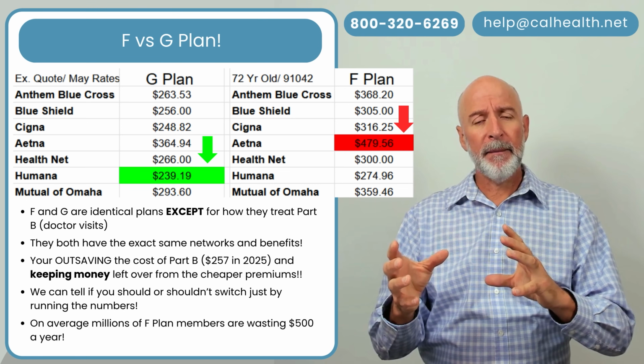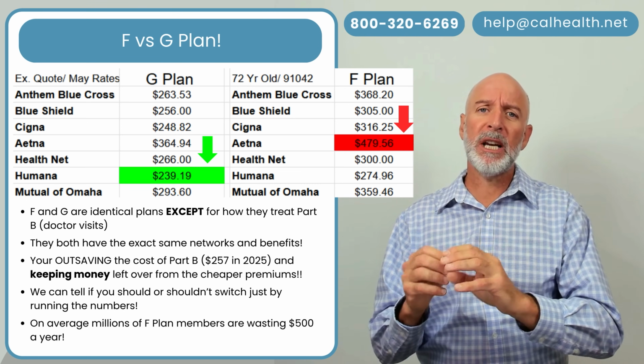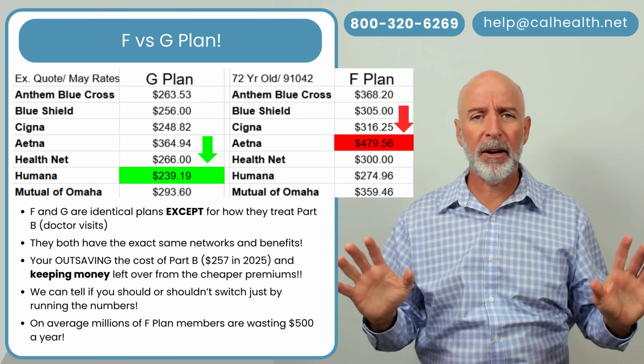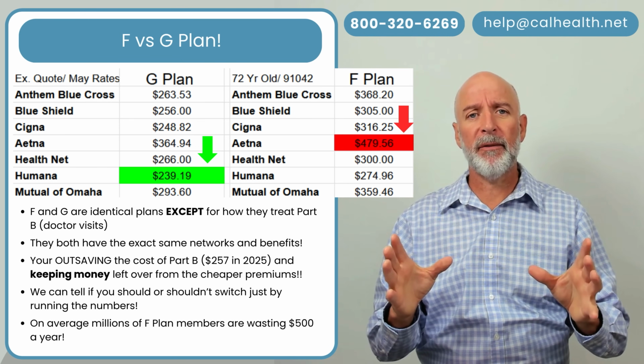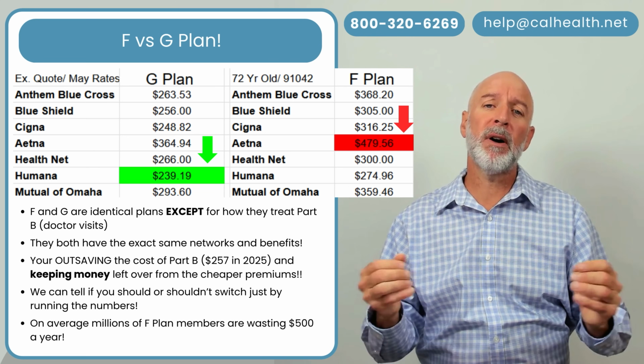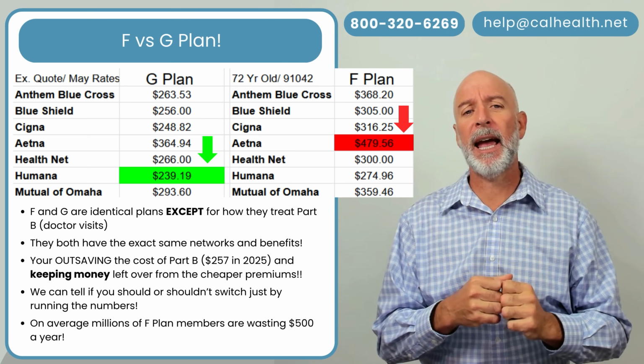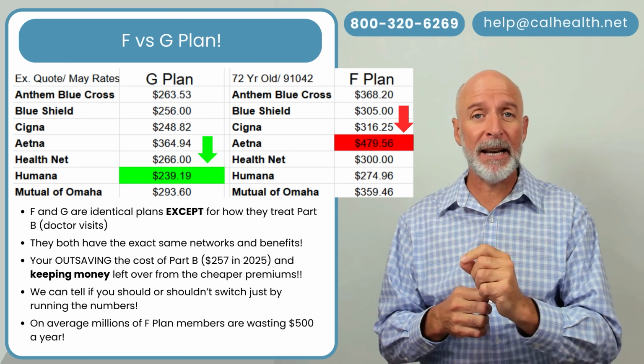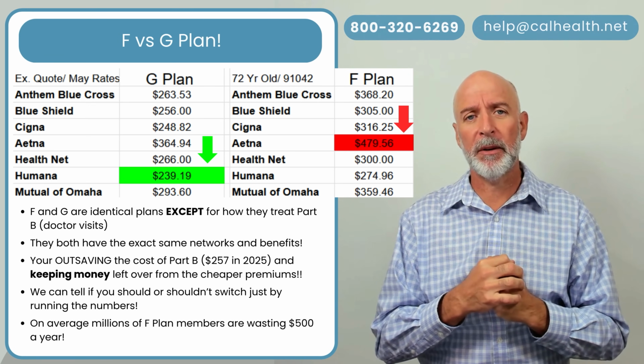Around the birthday, you can make a change from the F to the G regardless of health. Doesn't matter your health. With the birthday rule in California, we can make that change easily and without any medical underwriting. All right, now let's look at the G versus N plan, the other big competition on the market.